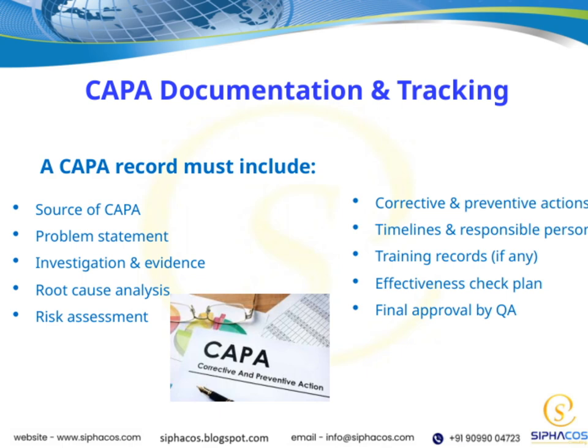It's important to document the source of the CAPA, the problem statement, and the investigation details along with any evidence collected. Conducting a root cause analysis helps us understand the underlying issue, and performing a risk assessment allows us to evaluate the potential impact and prioritize actions accordingly. All these elements together create a comprehensive CAPA record, which not only addresses the immediate problem, but also supports ongoing quality improvement and compliance. Remember, thorough documentation and tracking are key to maintaining a robust quality management system.